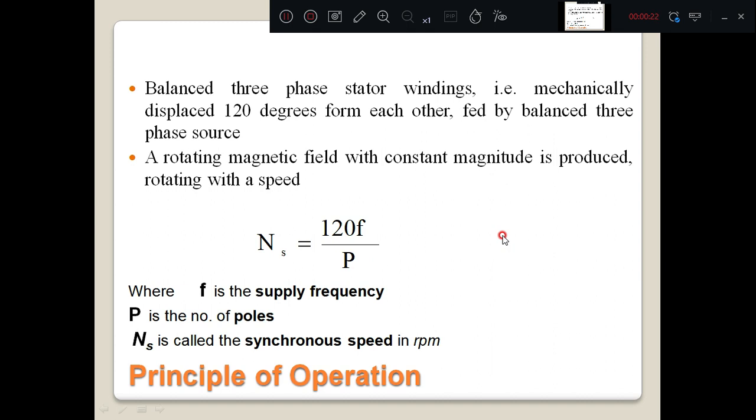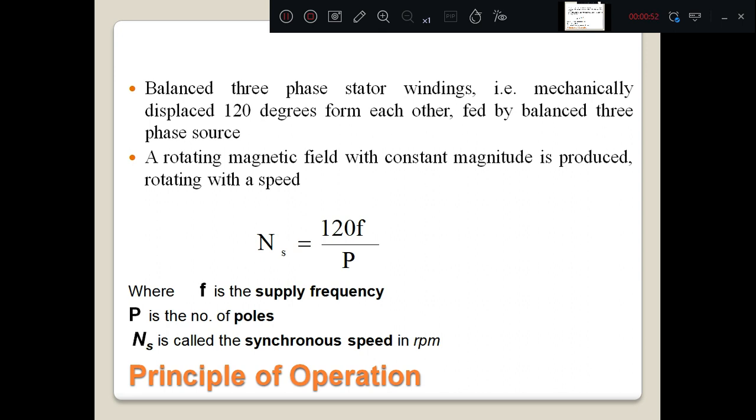We know that the induction motor consists of two parts, stator and rotor. In the stator we have three windings displaced 120 degree electrical. These three windings are connected to three-phase supply. Whereas in the rotor circuit you have got rotor conductors. On either side of the rotor conductors they are short circuited.